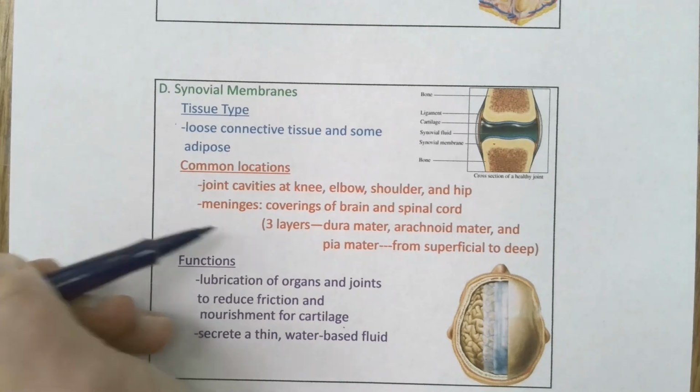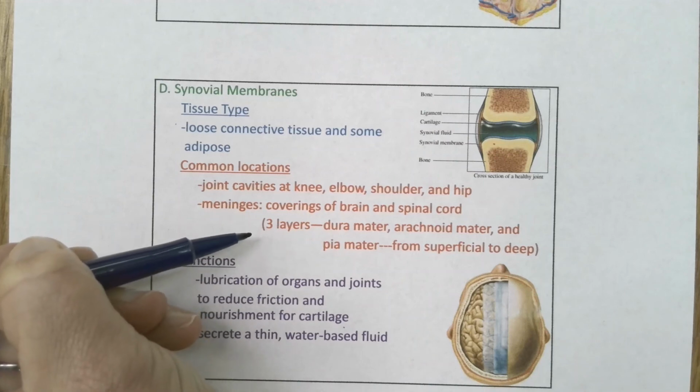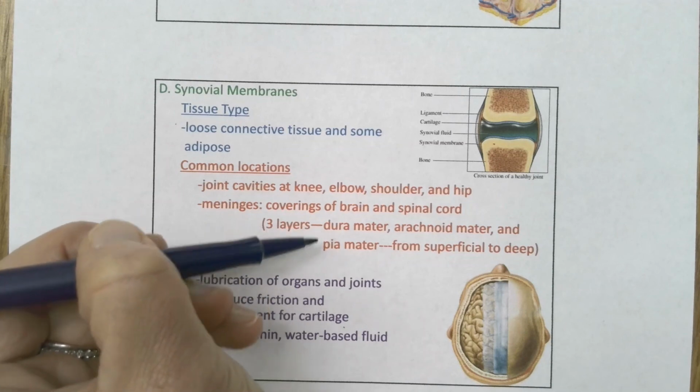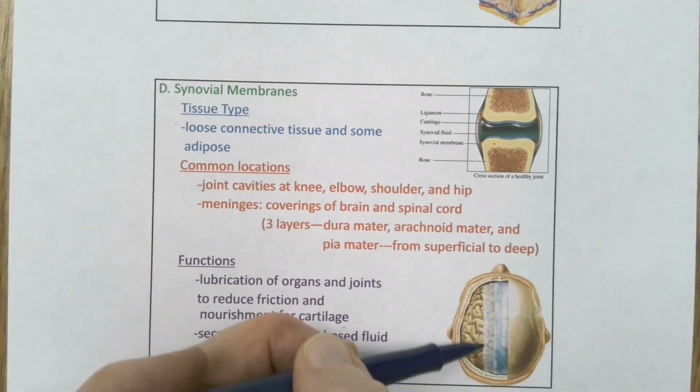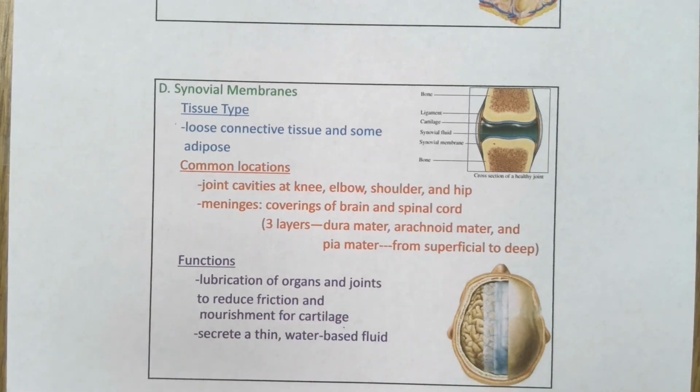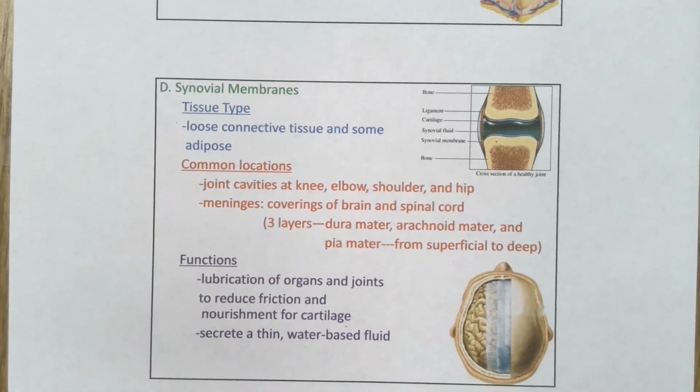And so there's three layers: the dura mater, the arachnoid mater, and the pia mater. The dura mater is the most superficial. The pia mater would adhere to the brain, like in this diagram here, for example, and then the arachnoid mater is between the two. And as far as functions there, that's for lubrication of organs and joints, helps to reduce friction, and provides nourishment for cartilage to keep it nice and functioning, essentially, because it's got to be a little bit wet or moist. And then synovial fluid is thin and water-based. Let me know if you have questions.